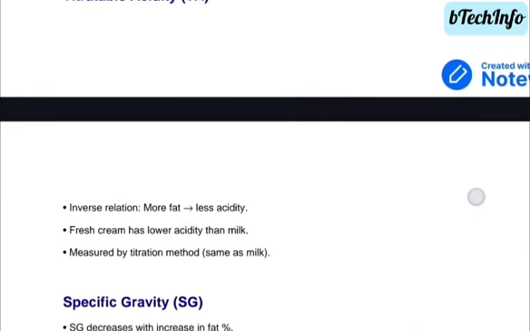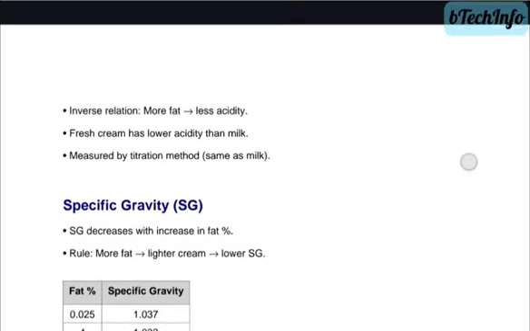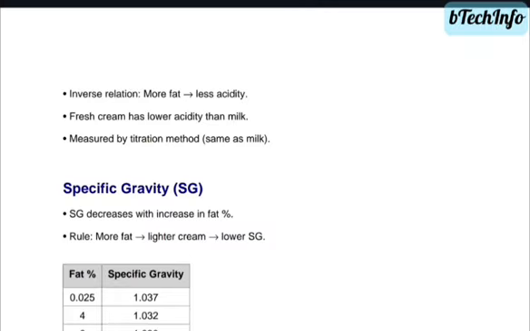Now we see the titratable acidity of cream. It has an inverse relation: more fat, then less acidity. If any cream has more fat, then its acidity will be less. Fresh cream has lower acidity than milk. It is measured by the titration method, the same as milk, like we do the titration of milk.